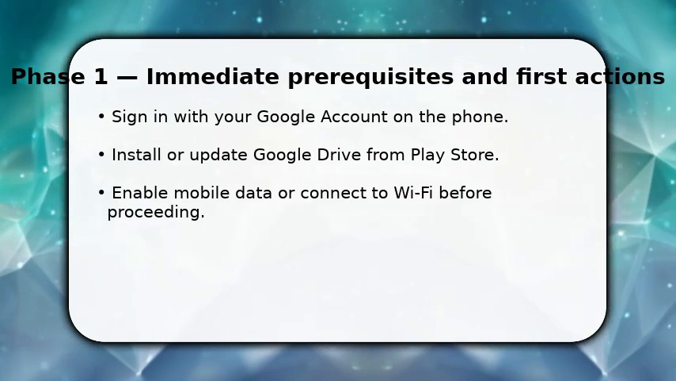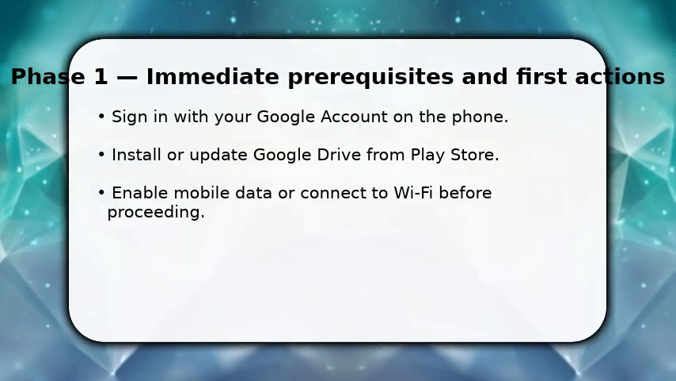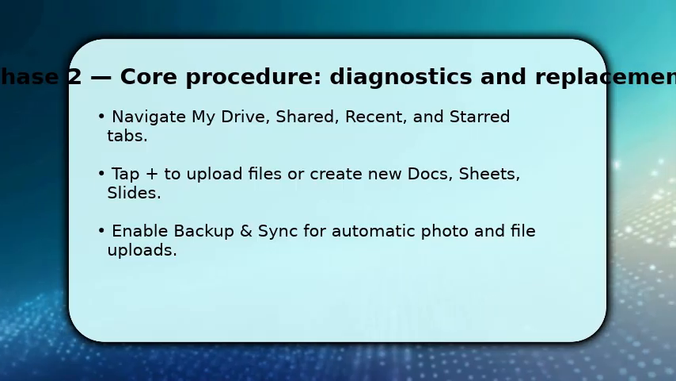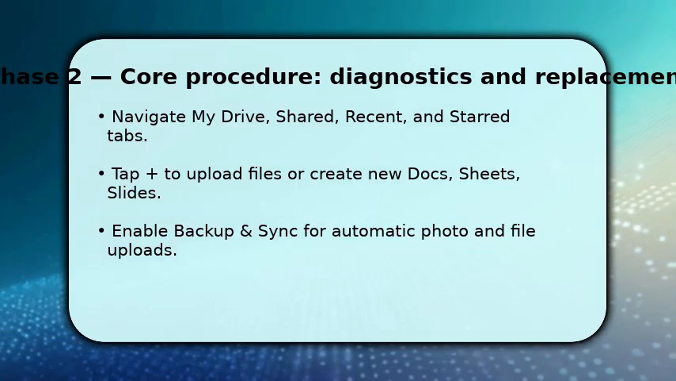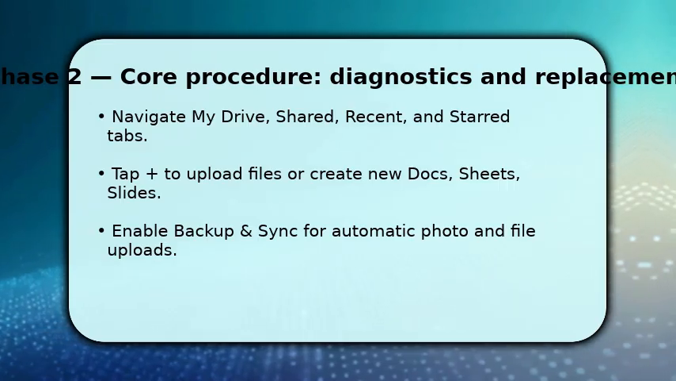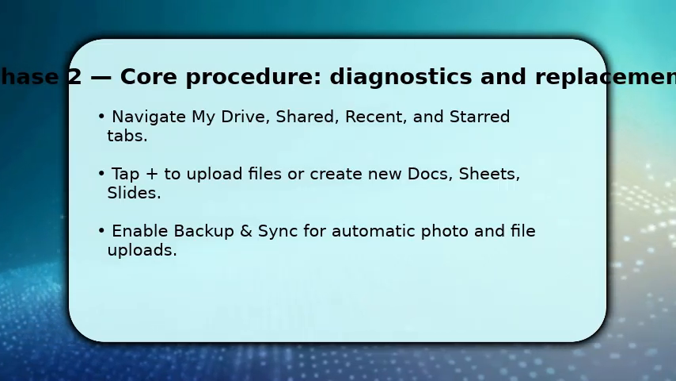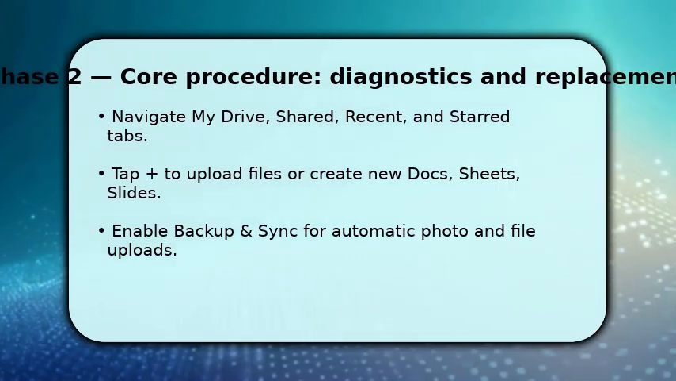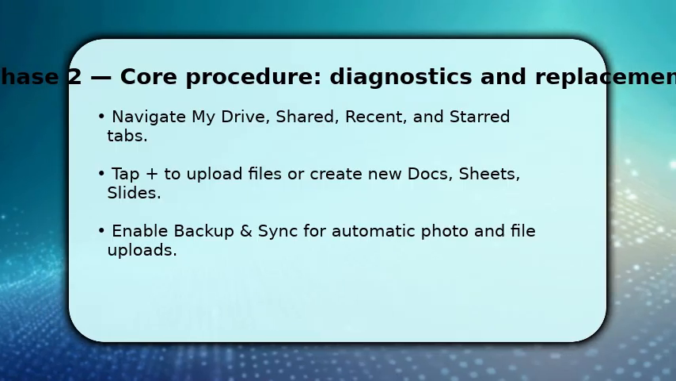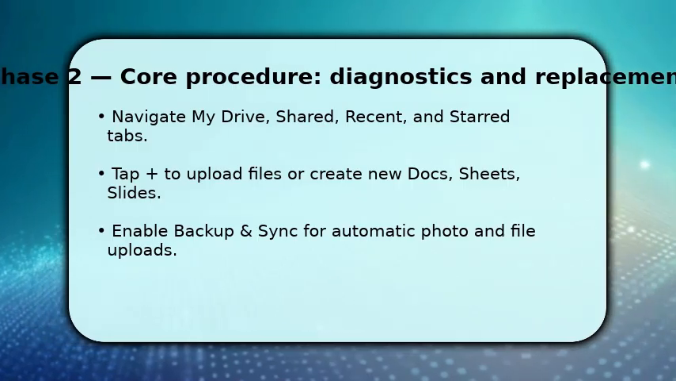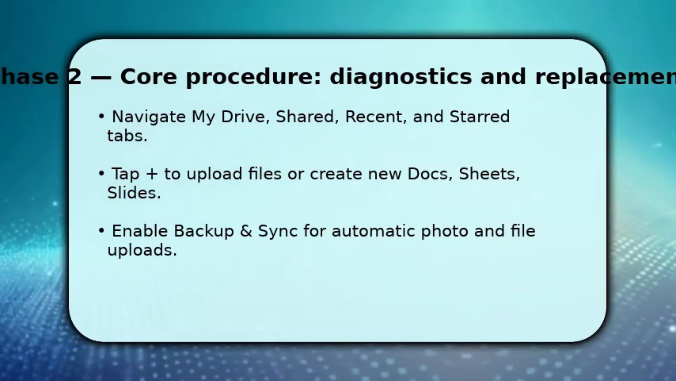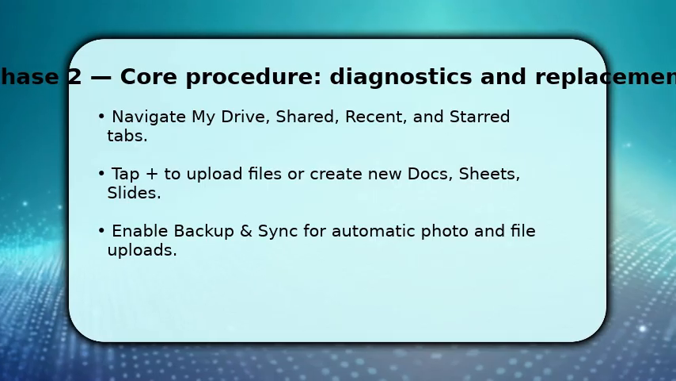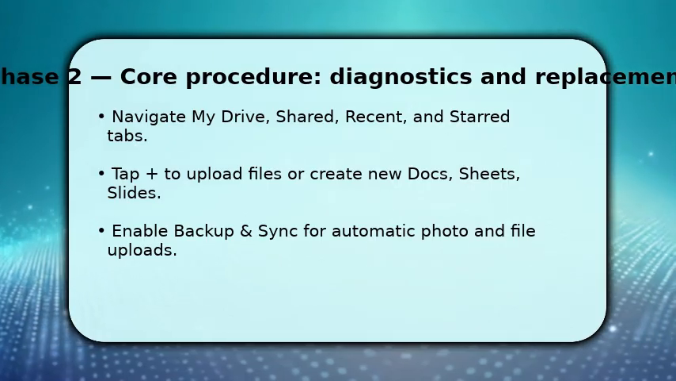Once Drive is open, you can browse My Drive, Shared, Recent, and Starred. Tap Folders to drill down. To upload, tap the plus button. Choose Upload to send photos, videos, or files. Choose Document Apps to create new docs, sheets, or slides. To keep things current, open Settings and enable backup and sync for your photos and selected folders. This ensures automatic uploads. Make sure you choose whether to upload over Wi-Fi only or also on cellular data.